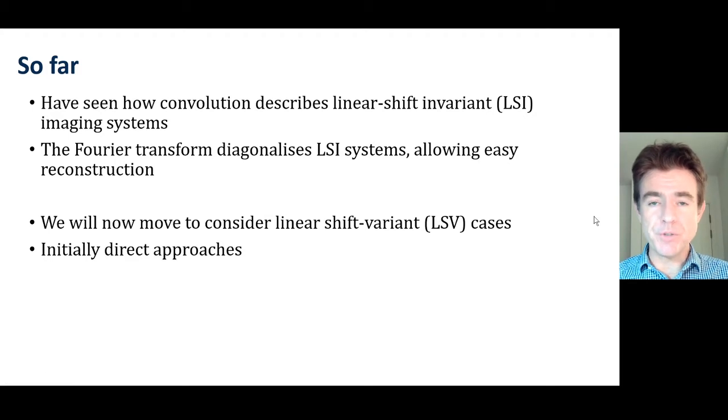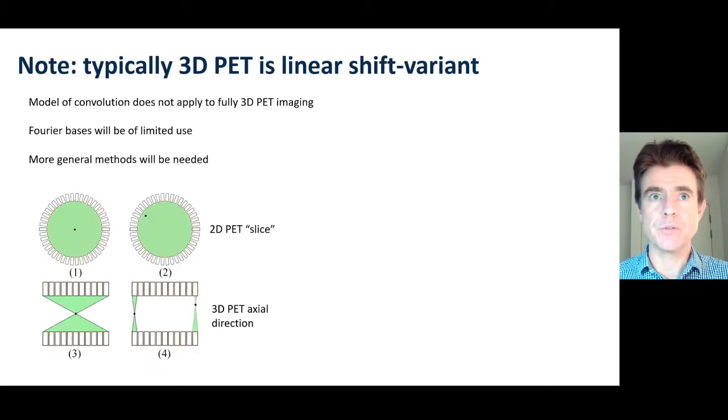So far then, we've been dealing with convolution, LSI, linear shift invariant systems. Fourier transform diagonalizes those systems, allowing easy reconstruction methods. And as said, we're now going to move on to the LSV context. So 3D PET is an example of a linear shift variant system. You'll recall that we've been dealing with LSI for back projected PET data.